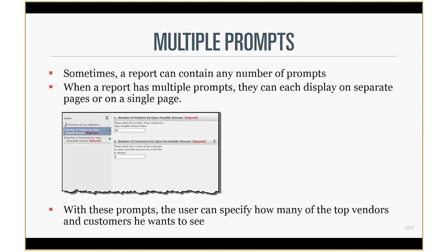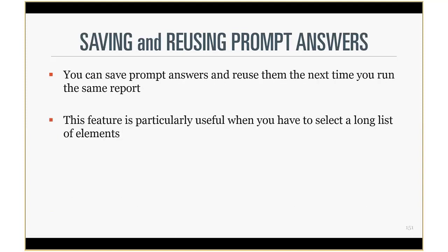And sometimes a report can have multiple prompts. So for example, in this screenshot, there is a prompt on the number of vendors by the open payable amount and also the number of customers. And as you can see, both of them are required, which means the user can't proceed on running or executing the report unless these are answered. And if you have a report with multiple prompts, depending on the number of prompts, they may all be sitting in one page or they may span across pages. And you can save prompt answers and reuse them when you run the same report, and it's useful especially when you have a long list of elements.